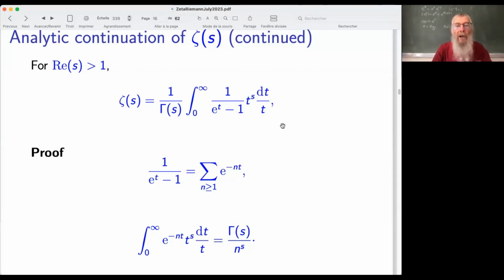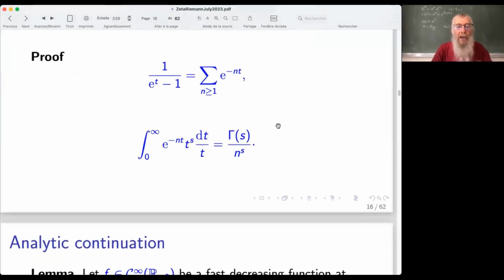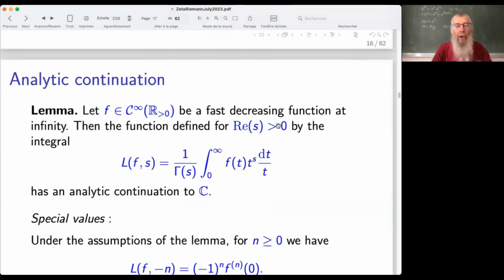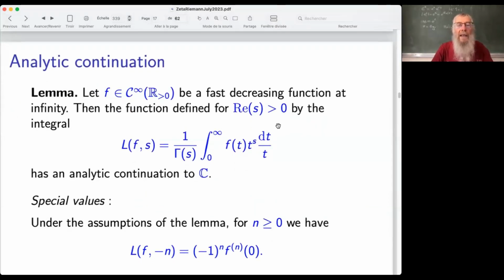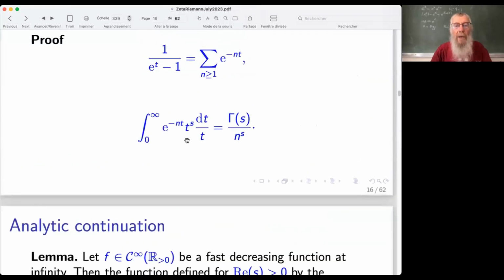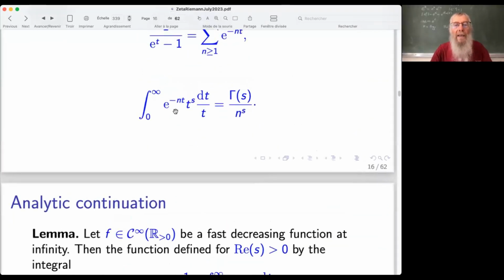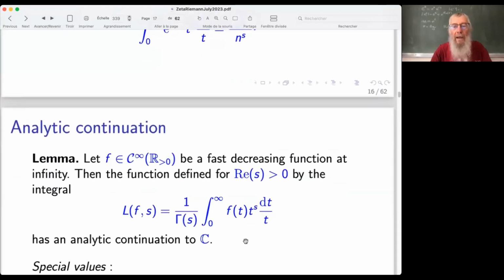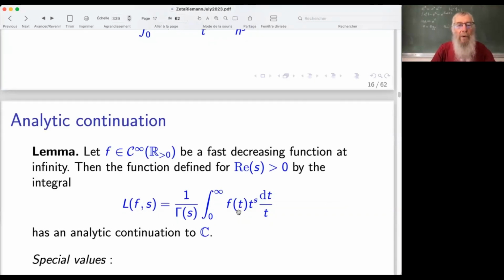And so this gives the proof of this formula. And now you can check that the right-hand side is an analytic function, and this is something which is very general. This is the analytic continuation of a function which is an integral from 0 to infinity of f of t, t to the s dt over t. So in this example, the function f of t is exponential minus nt. If you take f of t equal exponential minus nt, you recover the formula which was earlier.